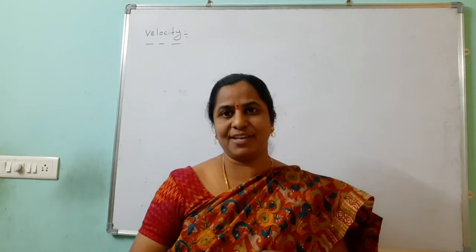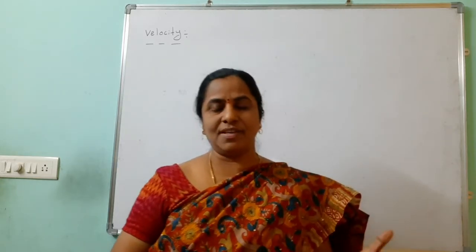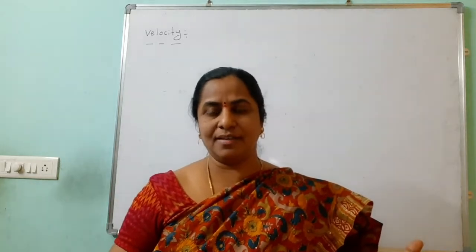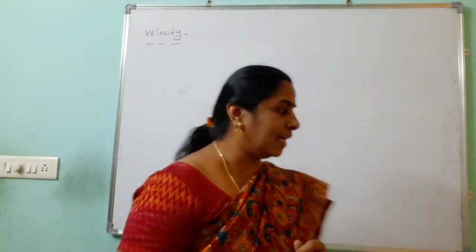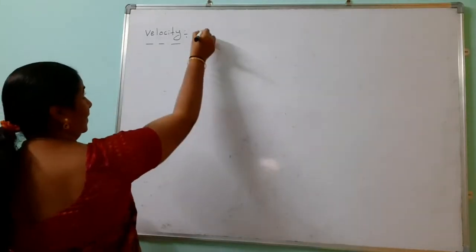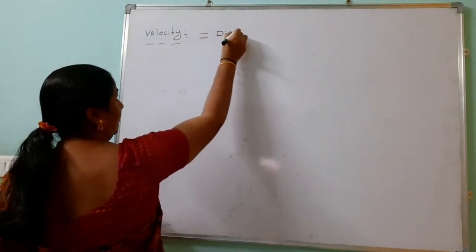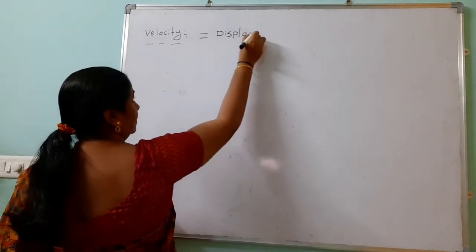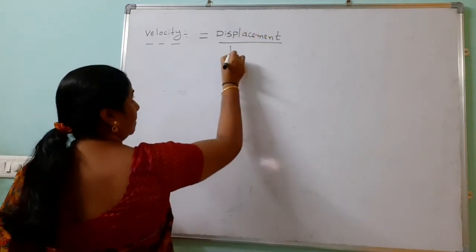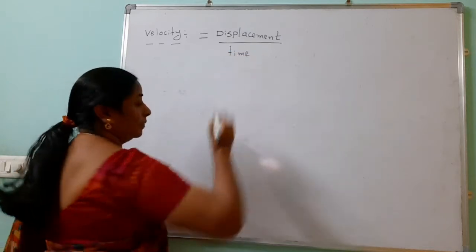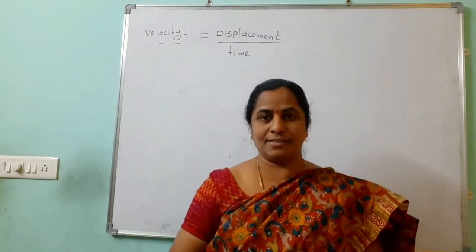Hello everyone, today we are going to discuss what velocity is. In the previous class we discussed speed. Now we are going to discuss velocity. The general formula for velocity is the ratio of displacement by time. The ratio of displacement by time is called the velocity.